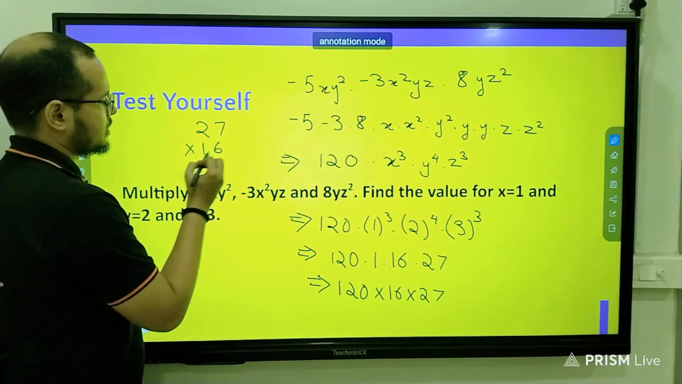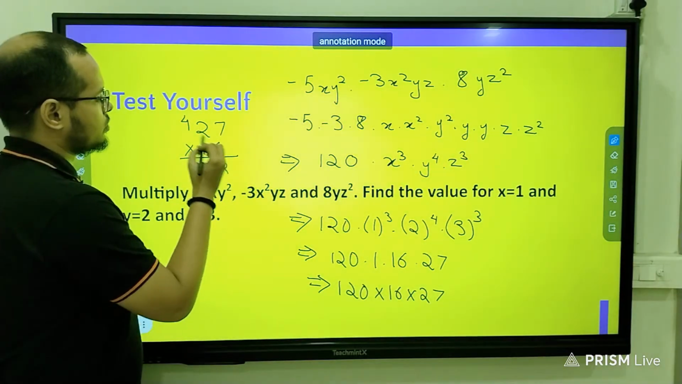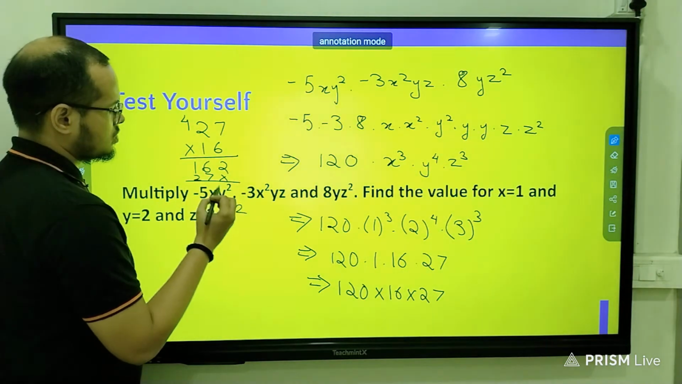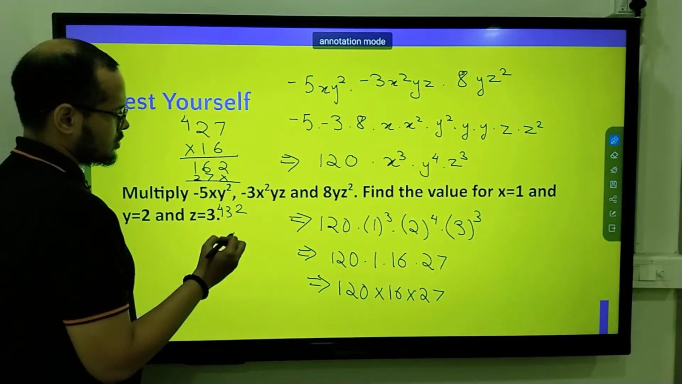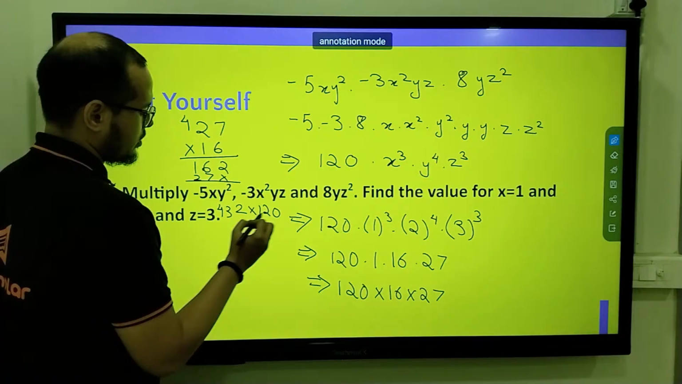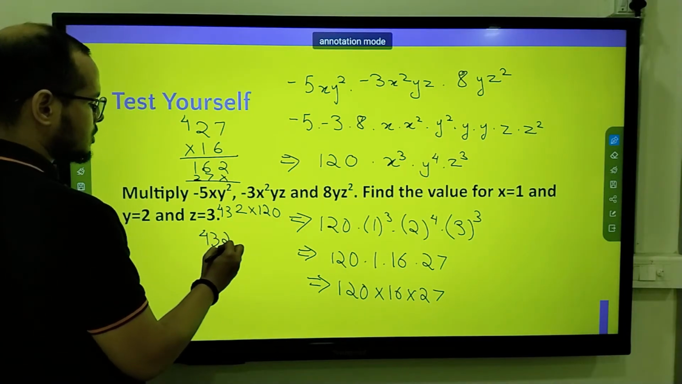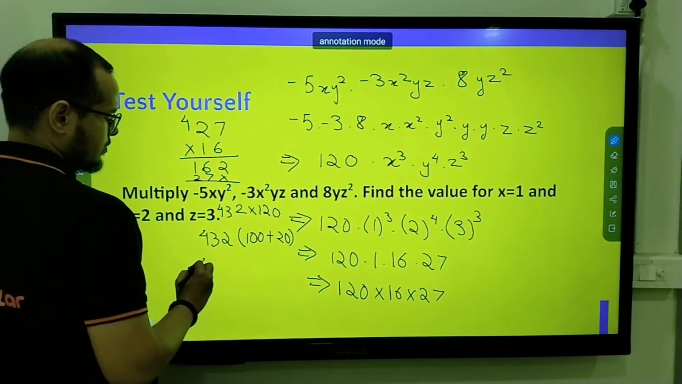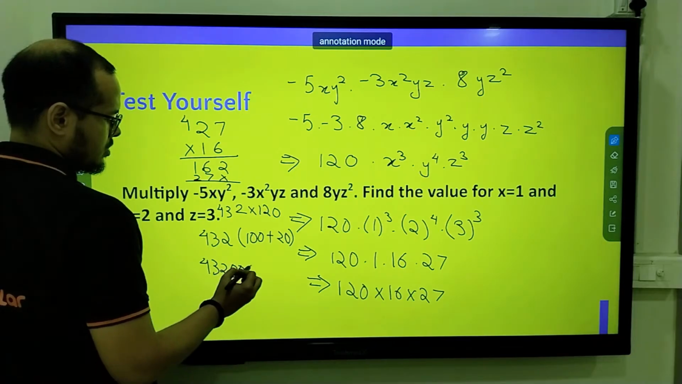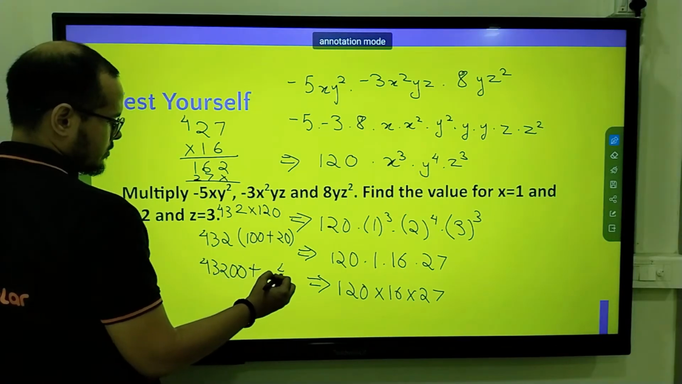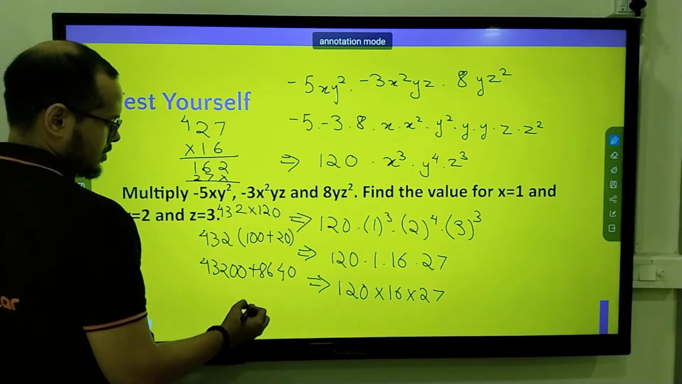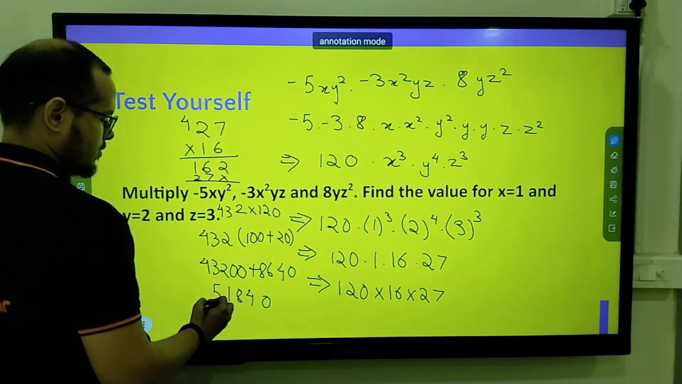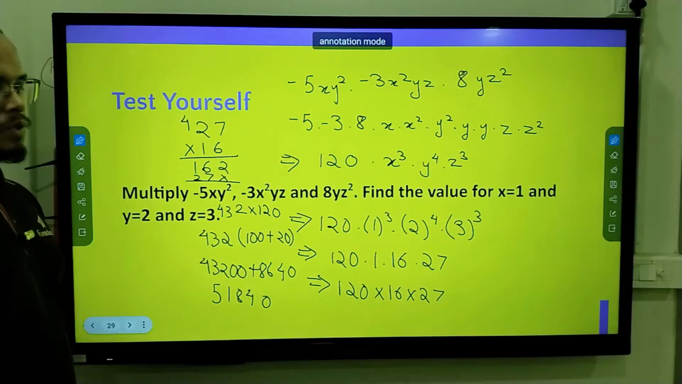27 into 16: 7 6s are 42, 12, 12 plus 4 is 16, into 7 2s, we are getting 432. 432 into 120, we are dividing this into 432 into 100 plus 20, so it will become 43200 plus 2 2s are 4, 6, 8 and 0, so we are getting 51840. So this is going to be our answer. Okay.